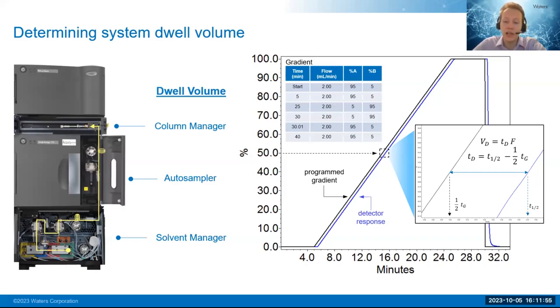And in general, HPLC systems will have a larger dwell volume than UPLC systems due to the larger ID tubing, and quaternary pumps will have a larger dwell volume compared to binary pumps. So for the data shown here, we found the dwell volume of the Arc Premier quaternary system to be about 910 microliters.